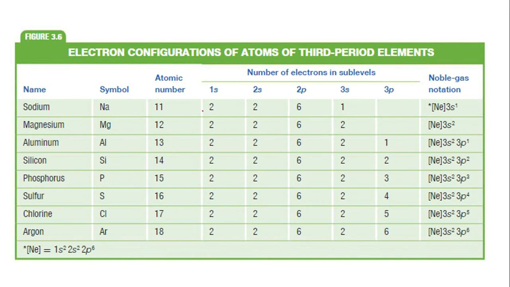All the elements after neon have everything that neon has, the 1s2, 2s2, 2p6. So we just write neon in brackets for 1s2, 2s2, 2p6, and everything beyond that is written for each one. Do you see that? So aluminum is everything neon is plus 3s2, 3p1.